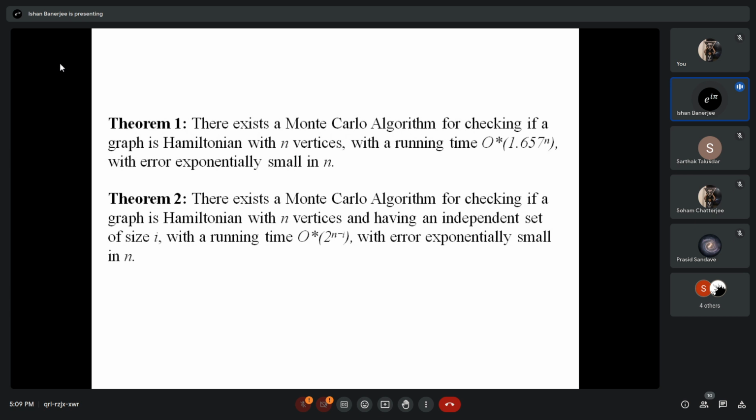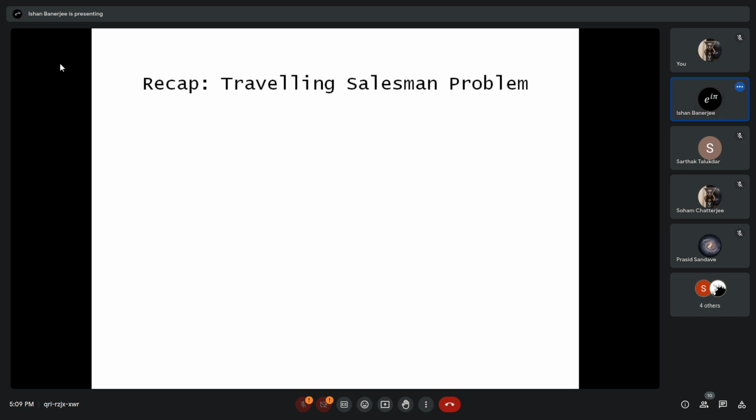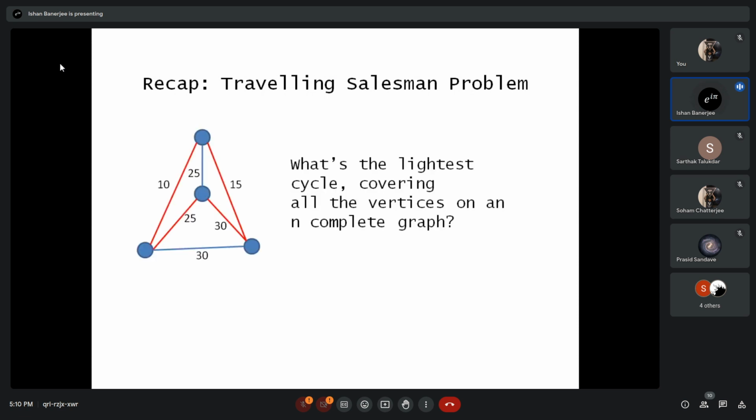Now, this brings us to another important problem, which is the traveling salesman problem. This is very closely associated with the Hamiltonicity problem. So, what is this traveling salesman problem? It says that you are given a complete graph which is weighted, in other words, the edges are weighted, like we can see here the 10, 25, 25, 15, 30, 30. These are all the weights of the edges.